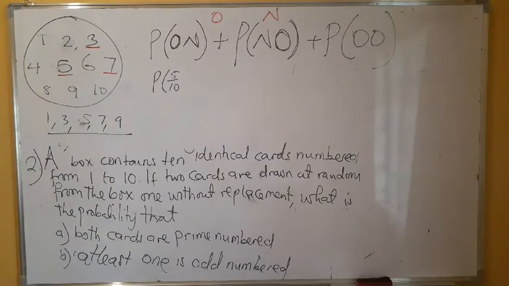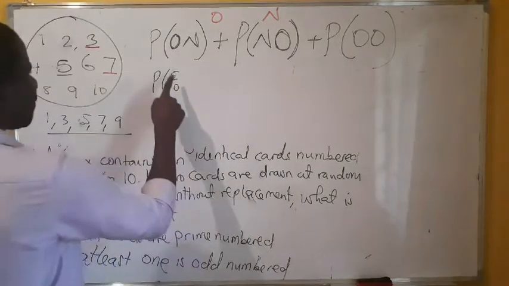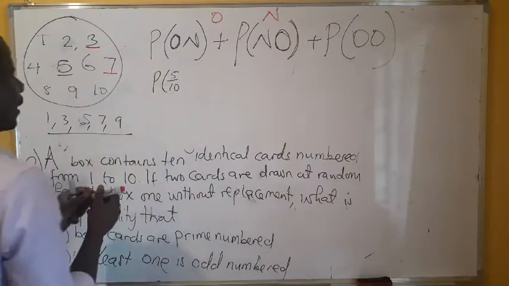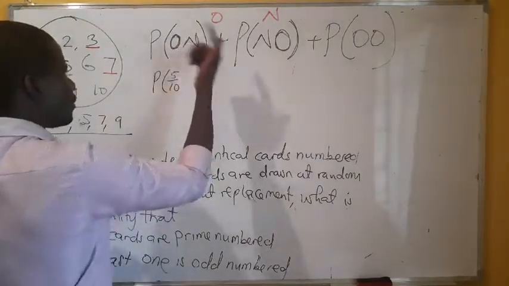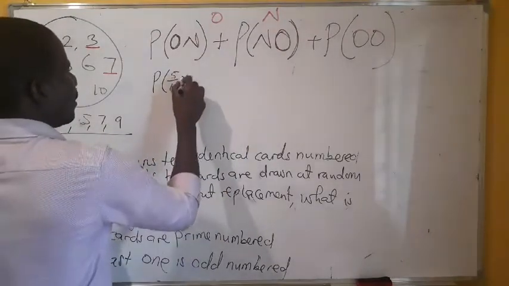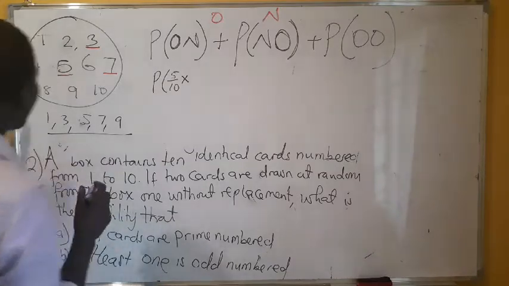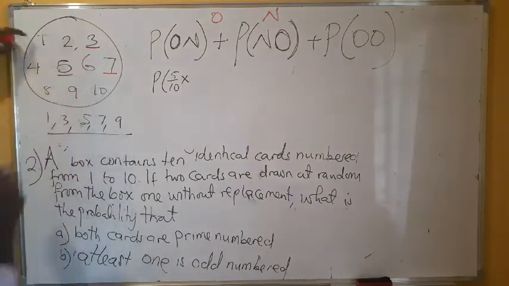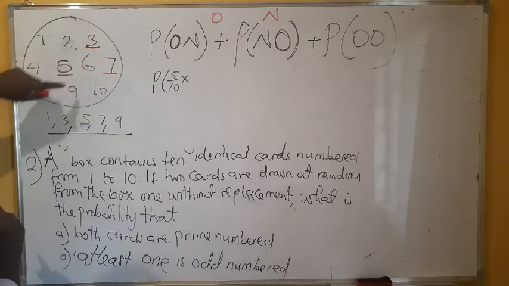Okay, it's clear. So now, what I was saying, if the first one is an odd number, there are 5 out of 10. Then for the probability of getting, if the second one is not an odd number, how many do we have? Those that are not odd numbers, there are 5. 1, 2, 3, 4, 5.